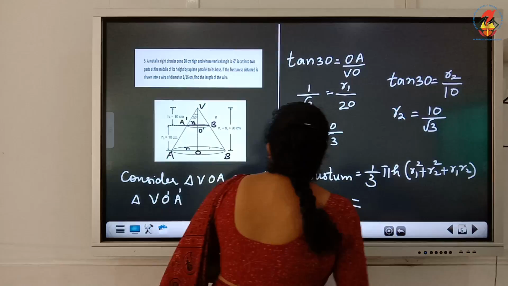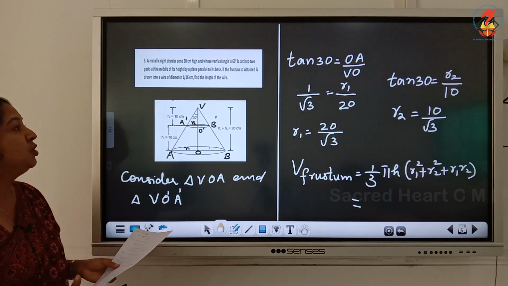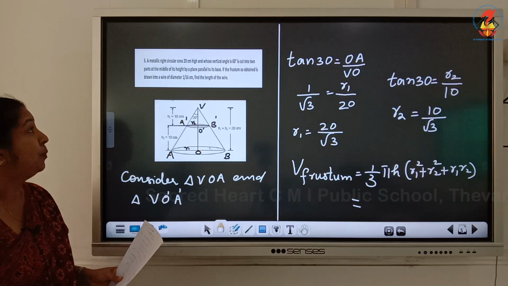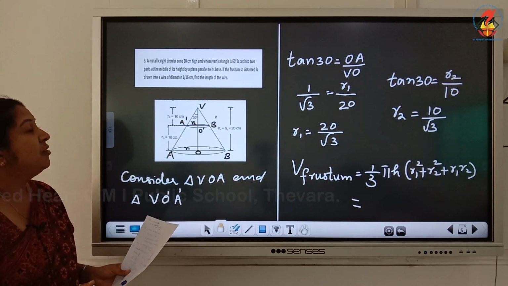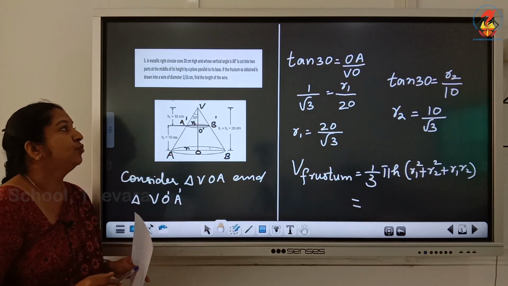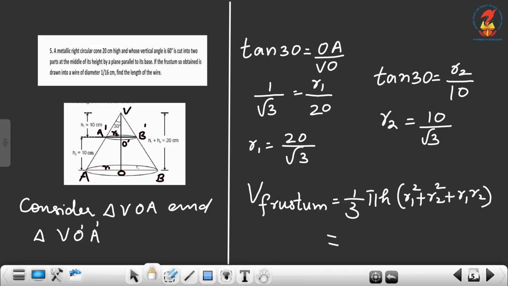Next, fifth question. A metallic right circular cone 20 centimeter high and whose vertical angle is 60 degree is cut into two parts at the middle of its height by a plane parallel to its base. If the frustum so obtained is drawn into a wire of diameter 1 by 16 centimeter, find the length of the wire. So the question is, a metallic right circular cone of total height 20 centimeter and whose vertical angle is 60 degree. Vertical angle, total angle is 60 degree. So when we cut, it becomes 30 and 30 each.